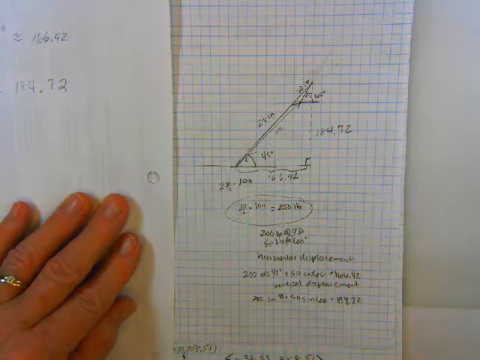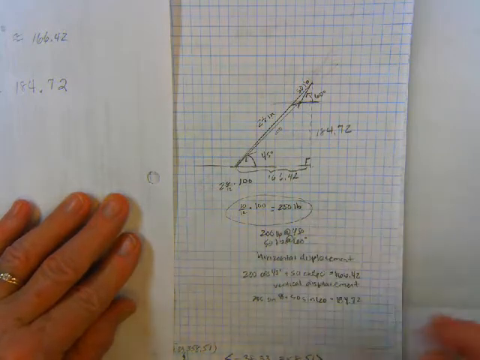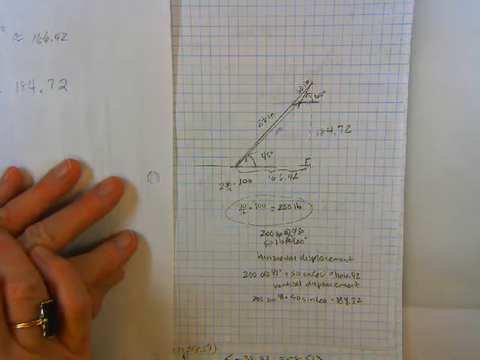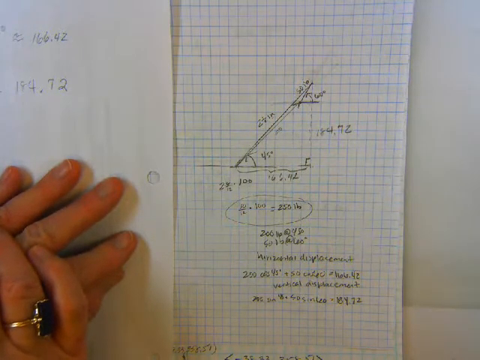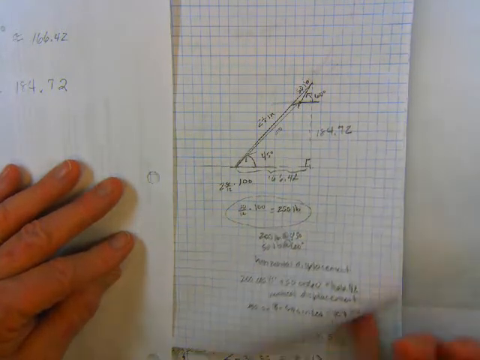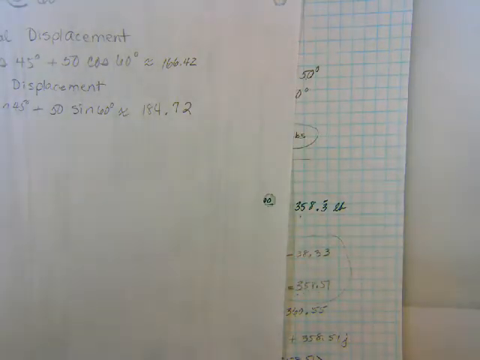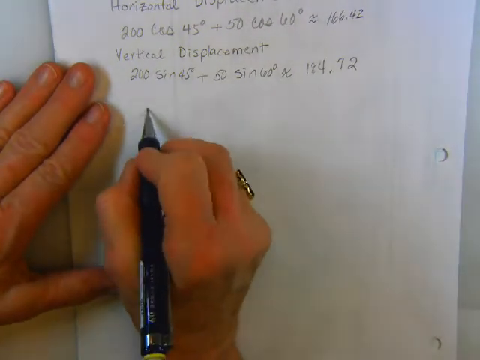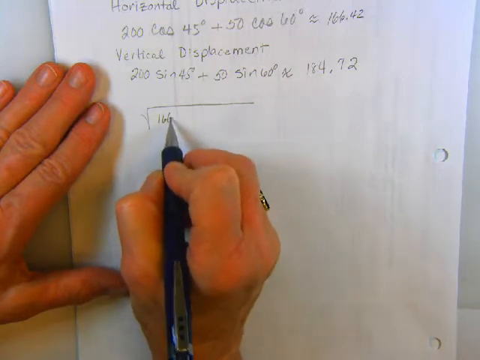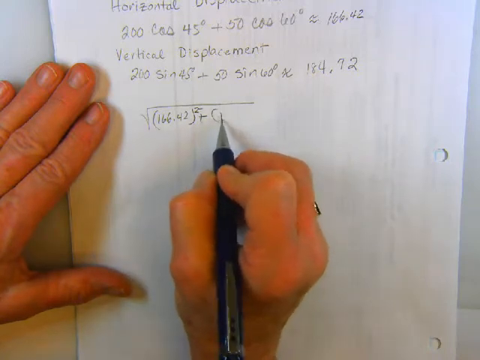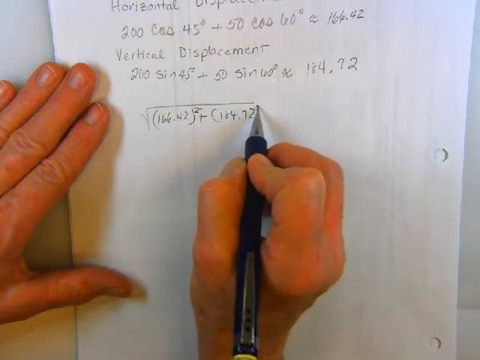Well, it's going to be a lot closer than your drawing, because these drawing tools we use, guys, let's face it, they're not the most precise, cutting-edge technology. These protractors have been around 100 years, I guess. Now, let's go ahead and figure how you would find that hypotenuse. So the length of that resultant vector would be the square root of 166.42 squared plus the 184.72 squared. Now somebody tell me what that's going to give us.